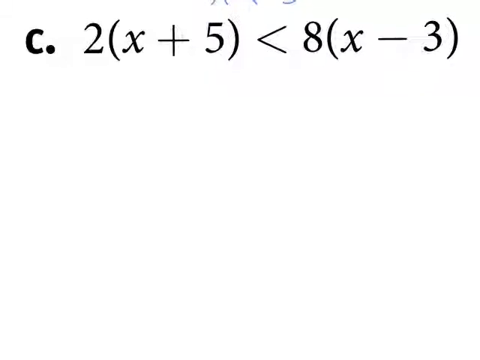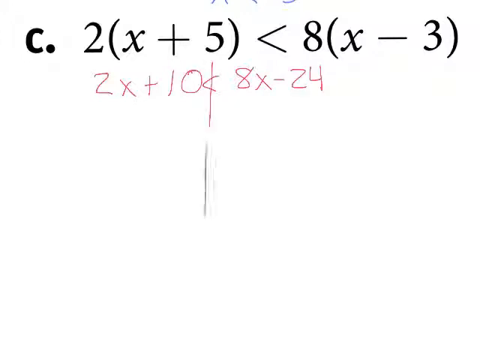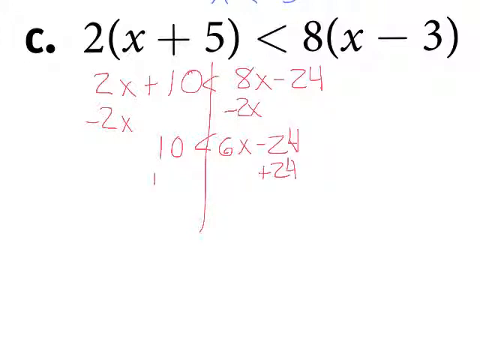Okay, here's C. So I distribute into the parentheses. I have 2x plus 10 is less than, distribute on the other side, 8x minus 24. So I need variables on the same side. So opposite side, opposite operation. So I would subtract 2x from both sides. So I have 10 is less than 6x minus 24. If you didn't use the same steps as me, that's fine. I would add 24 to both sides. And I get 34 is less than 6x.